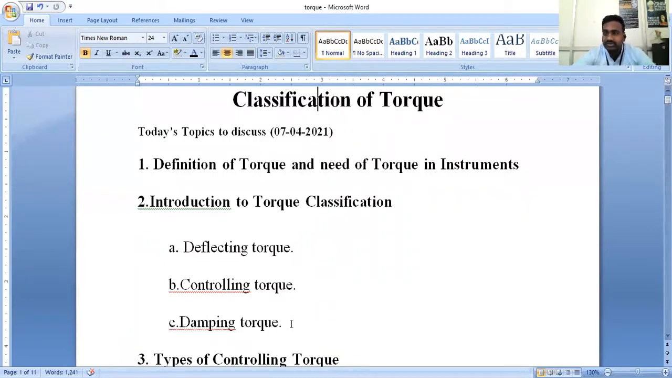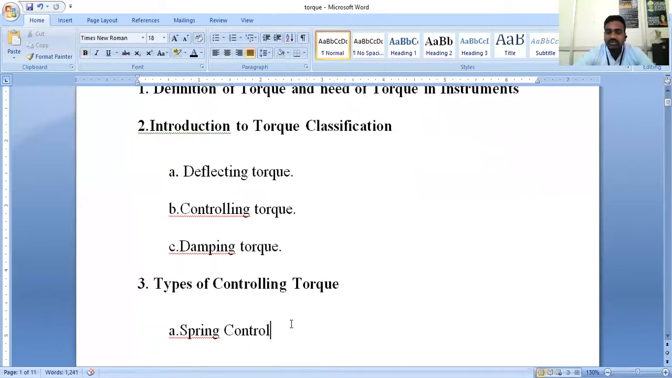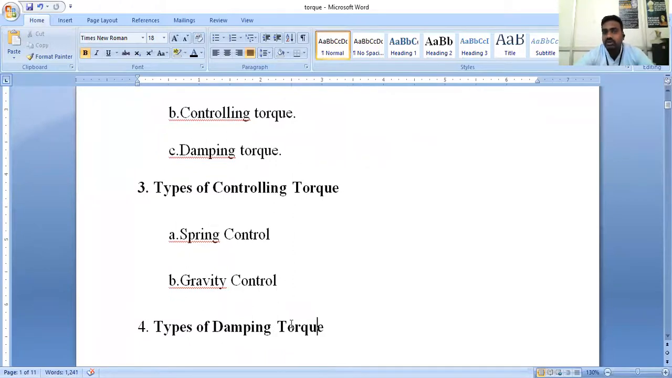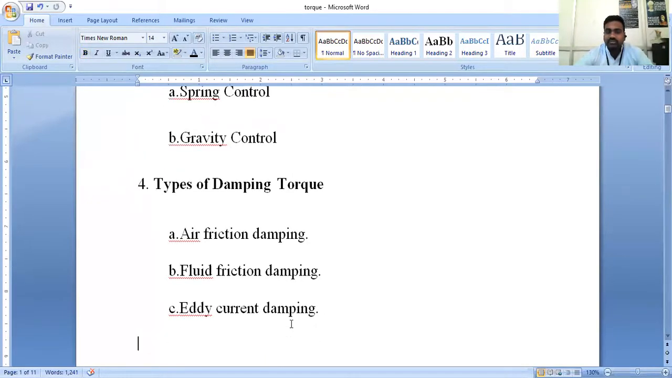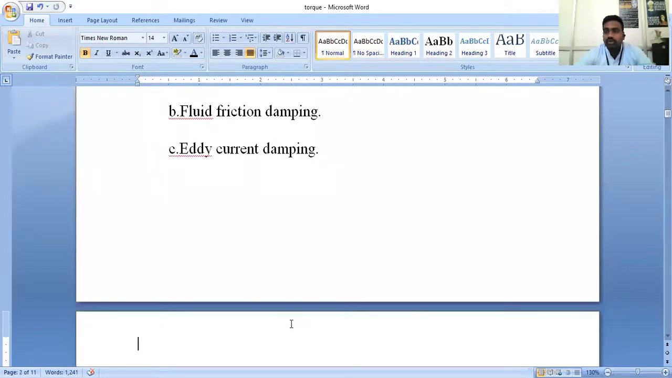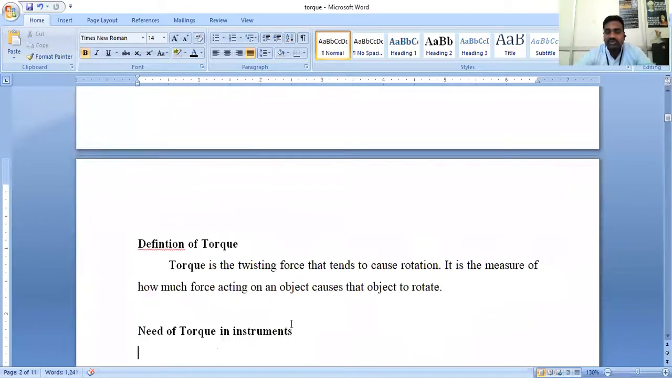That means what we are going to discuss today is the definition of torque, what is the need of torque in the instrumentation and measurements concept, and the introduction to torque. That means how can we use the concept of torque in instrumentation. What are the various types of torques involved, like deflecting torque, controlling torque, and damping torque. And next we will discuss the various types of equipment involved in controlling the torque, like spring control and gravity control, and then damping torque in detail. So before going into the detail of the classification of torque, first we will see the definition of torque.